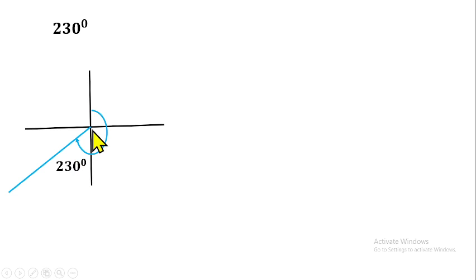Don't forget, I'm trying to reference this angle. Wherever I put the label, you should know that I'm referencing this angle that I've marked here as 230. I can put it here, I can put it here. I'm just trying to reference or label this angle.